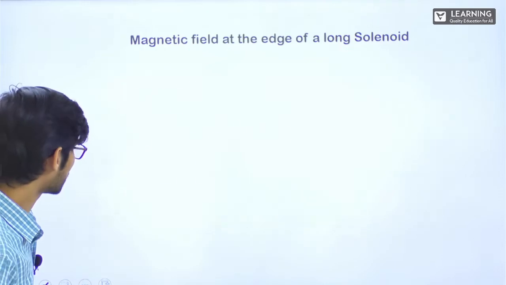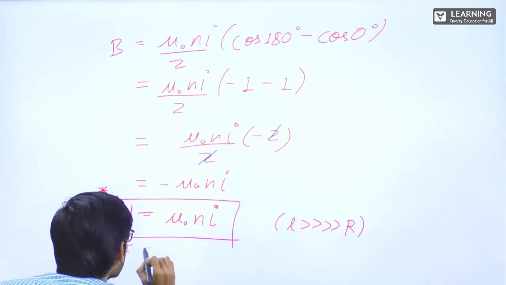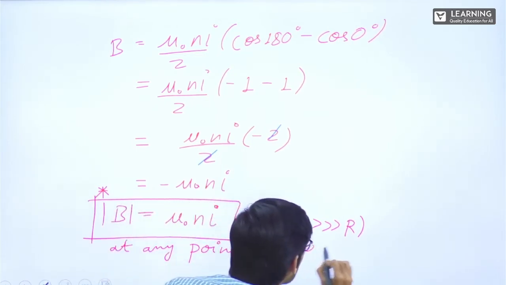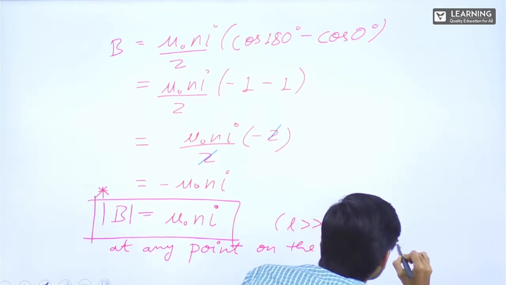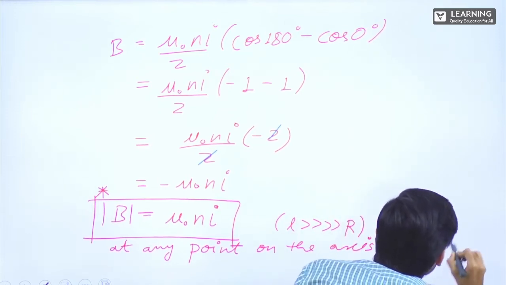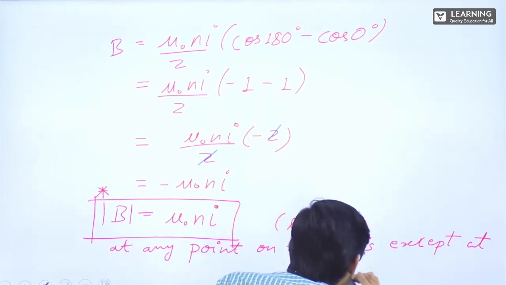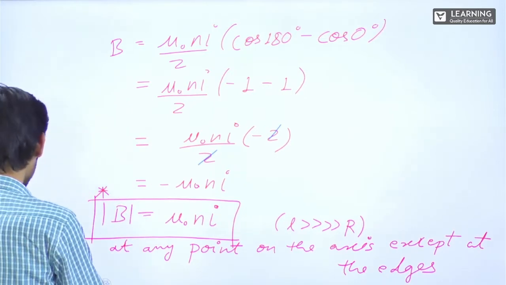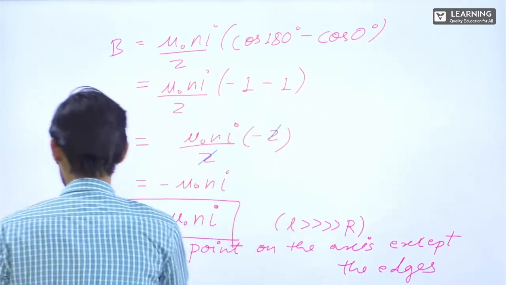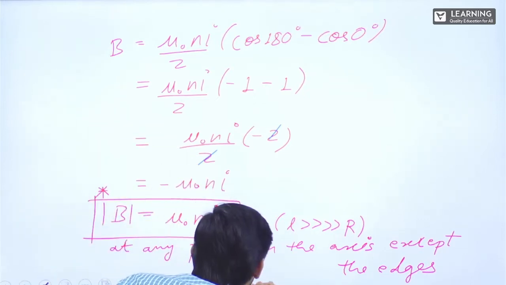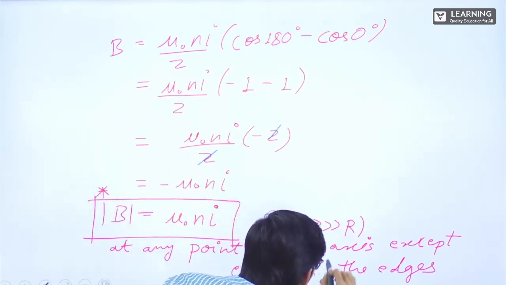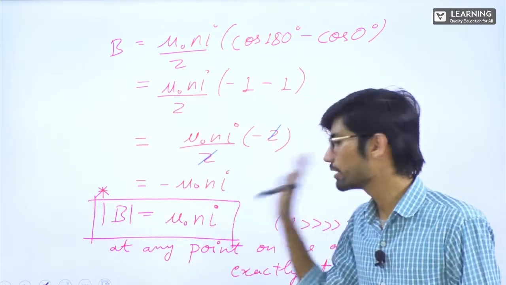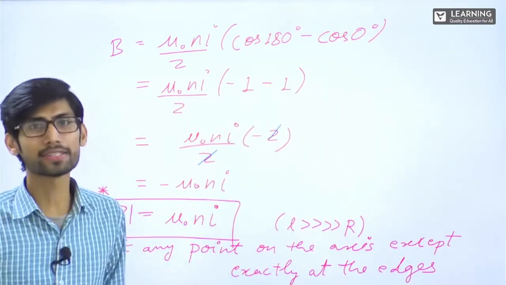This, if you want to write, at any point on the axis except at the edges. Edges means exactly, except exactly at the edges. Clear? So apart from edge, any point on the axis, if you see, the formula will be mu naught Ni. But exact at the edges, the formula is different.